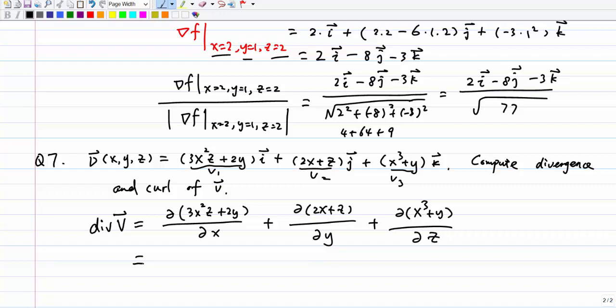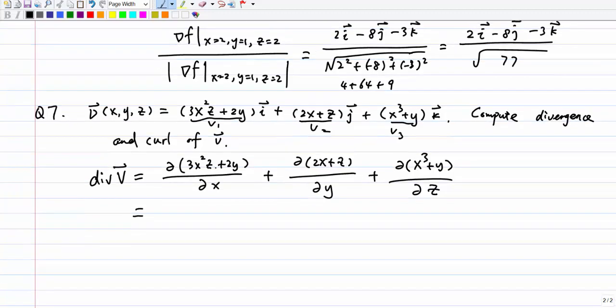If you compute that, you can see that all other variables are constant when you take a partial with respect to x. So the first one is 6xz. The 2y is gone because it's not a function of x. The second one, 2x plus z, is not a function of y, so it's 0. This is also 0, right? So it's gone, just 6xz.